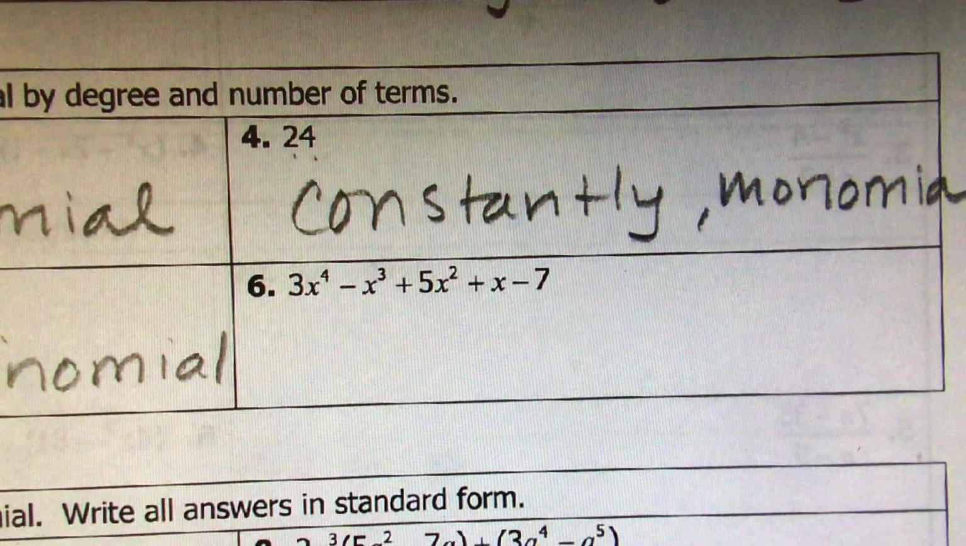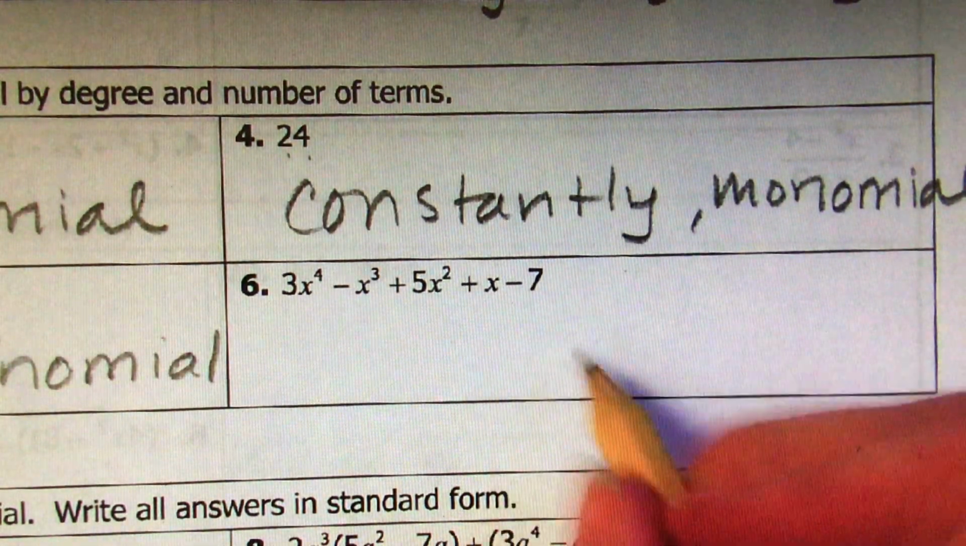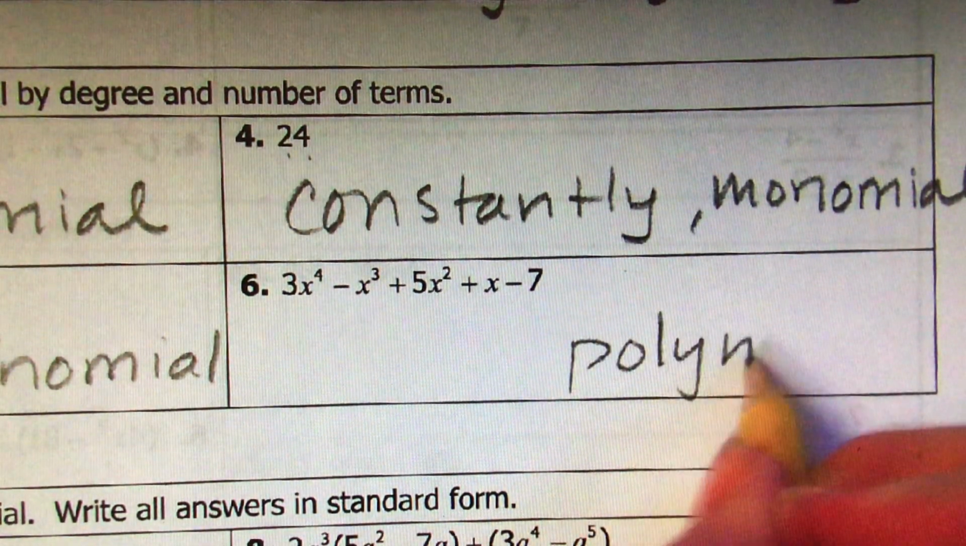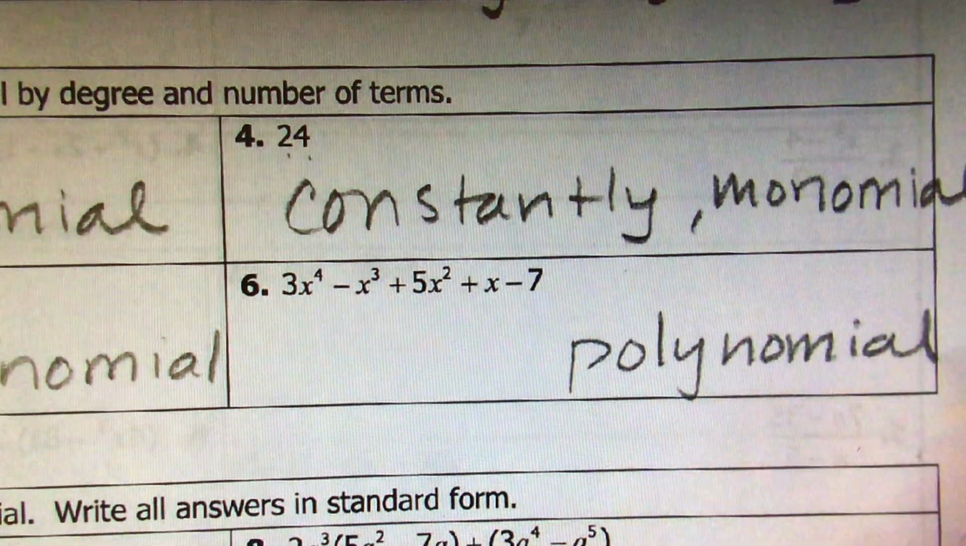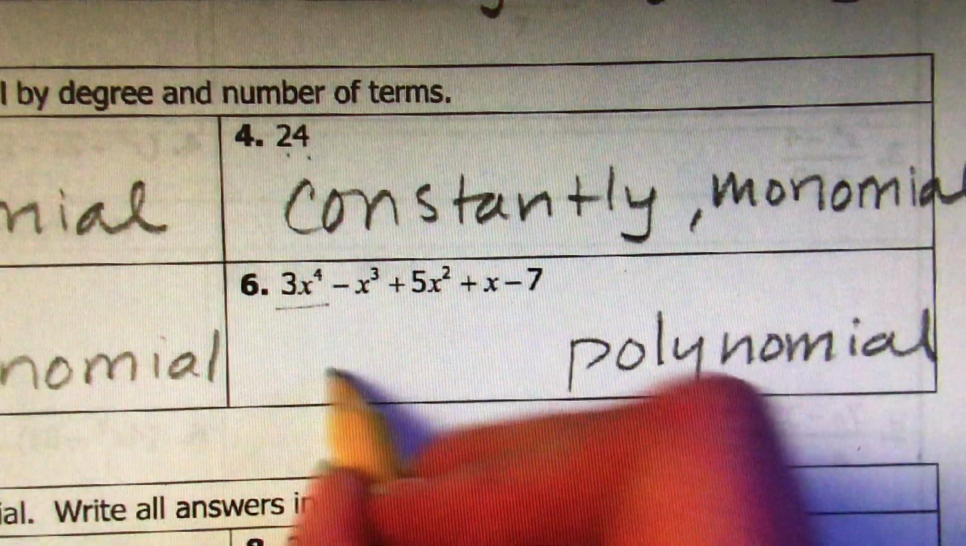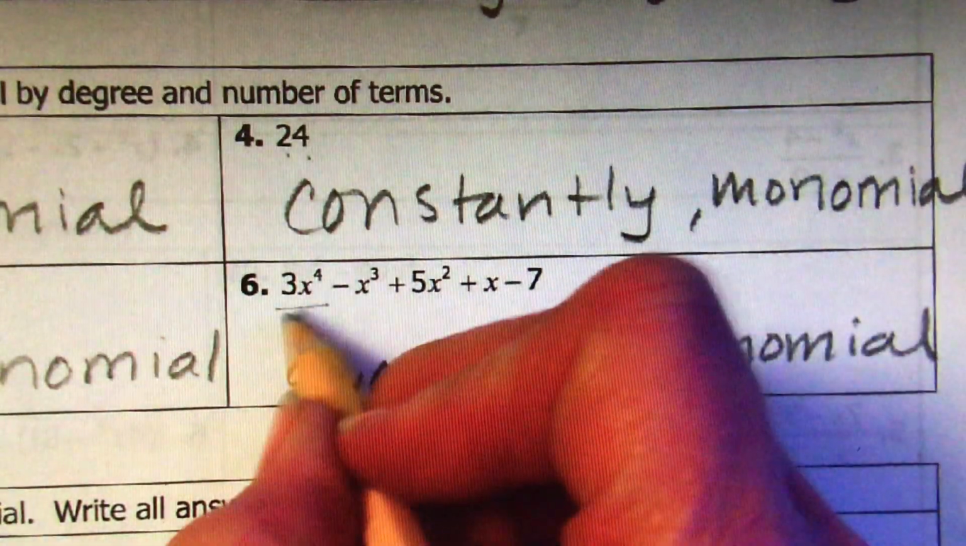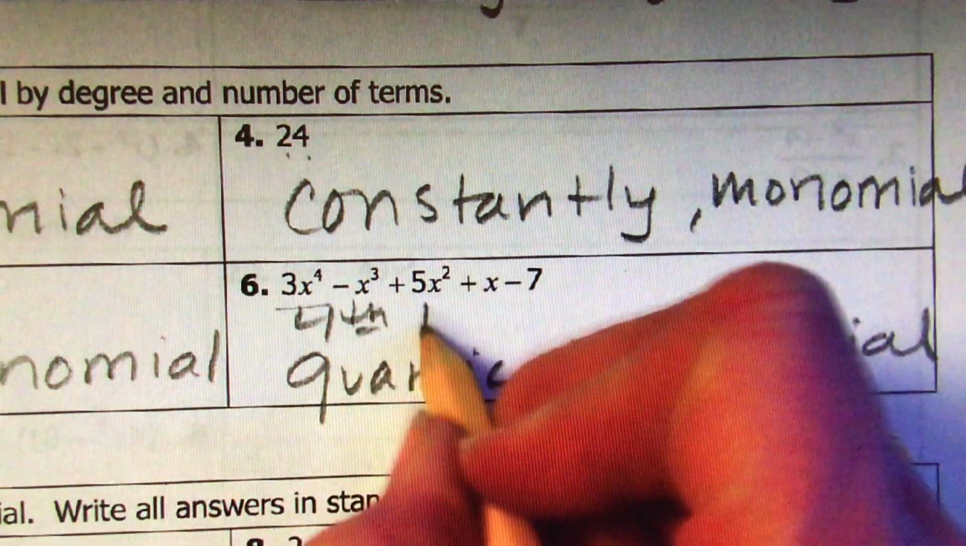Number 6. Looks like I have 5 terms. So I'm just going to go ahead and call that a polynomial. And let's see, my highest degree is quartic or 4th degree. So remember, if you call it quartic, that's great. If you call it a 4th degree, I will accept either way.